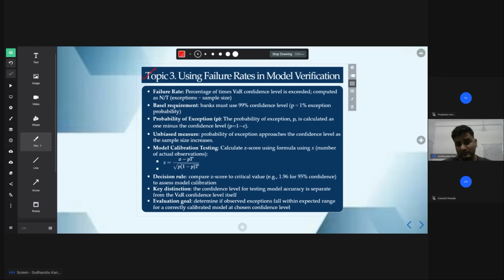So what is the failure rate? Failure rate is the percentage of times the VaR confidence level is exceeded, computed as N by T, which is exceptions divided by sample size. So it's the percentage of days when your actual loss is greater than the VaR prediction. For example, if 5 out of 250 days exceed VaR, that is 5 out of 250, which is equal to 2%, right? So this is your failure rate.